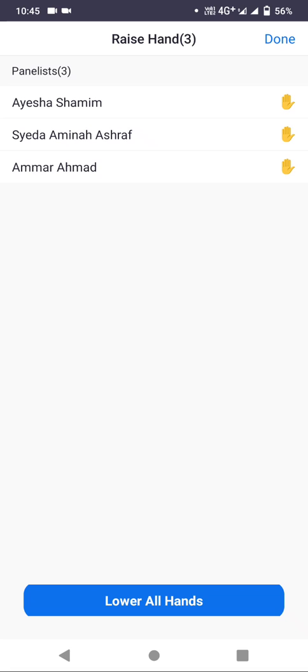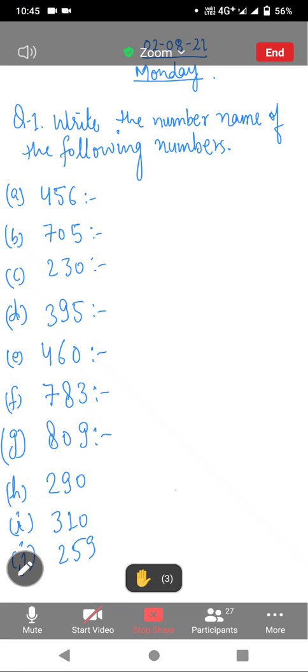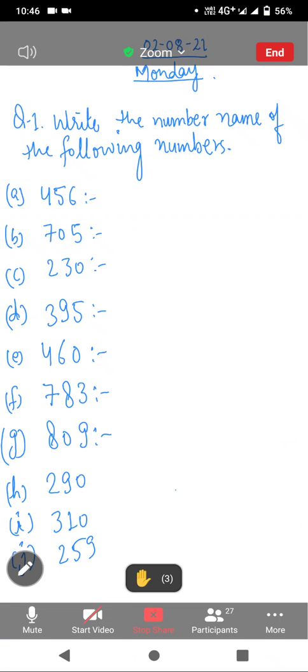Yes, Aisha Shamim, do you want to ask something? No, sir. Okay, so why are you raising your hand, Amina Ashraf? Yes, sir. Do you want to ask? No, sir. Okay.